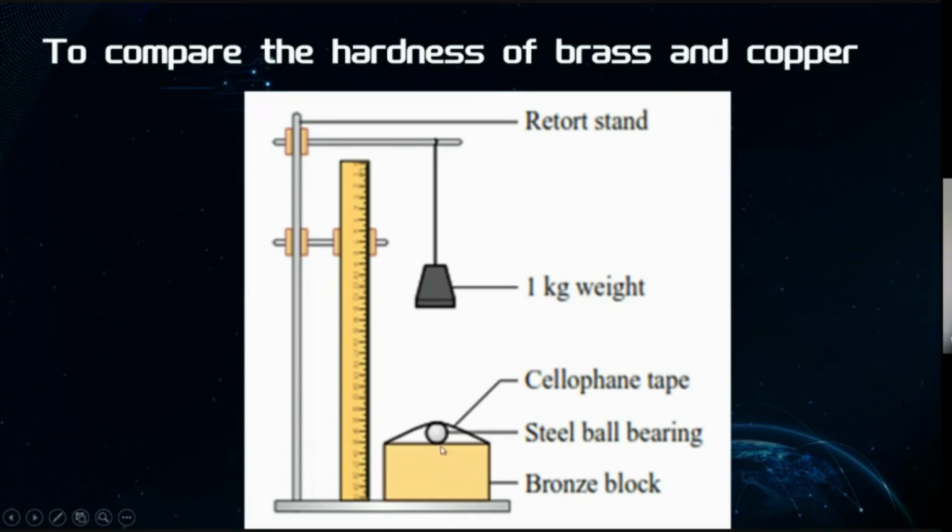Then we see the dent form. Bronze is harder, so the dent formed is a smaller size, a smaller dent. Sorry, copper is less hard, so it forms a bigger diameter of the dent.